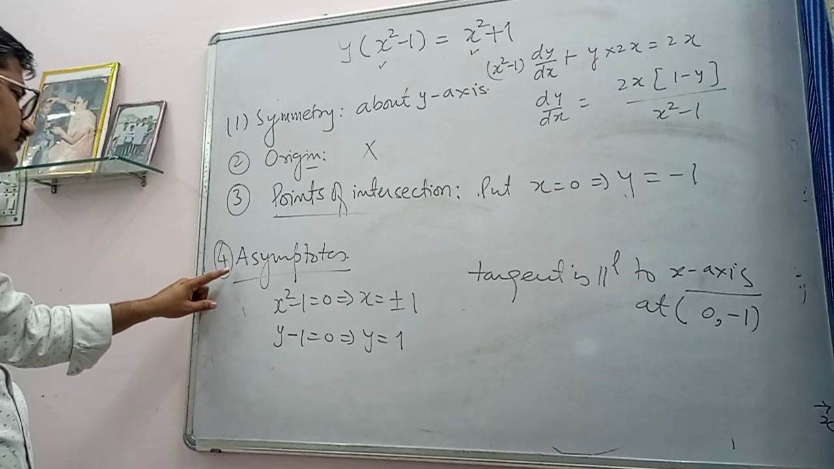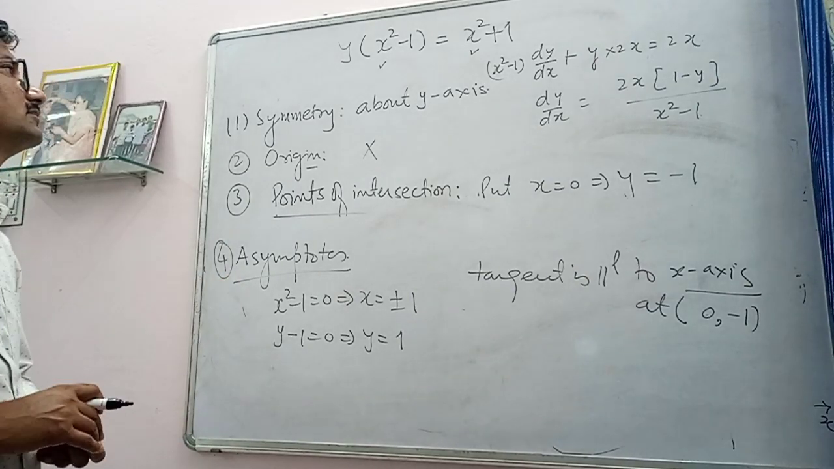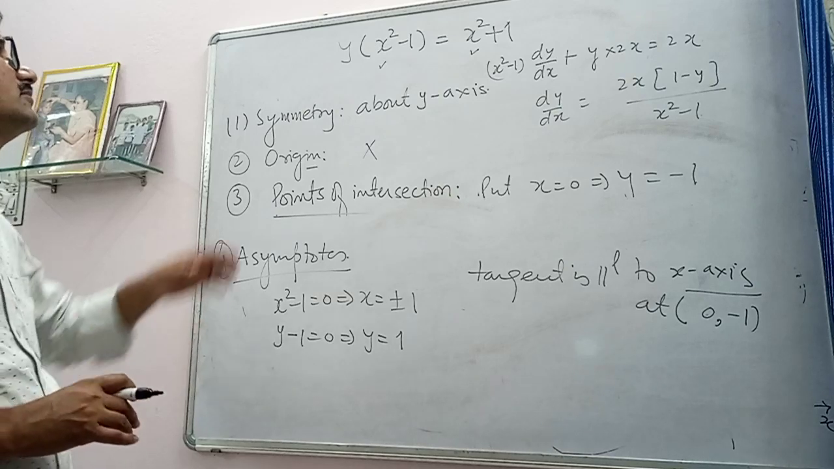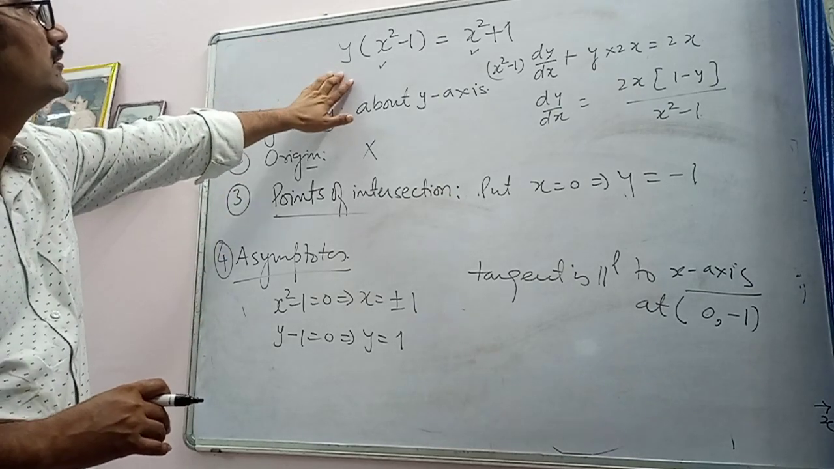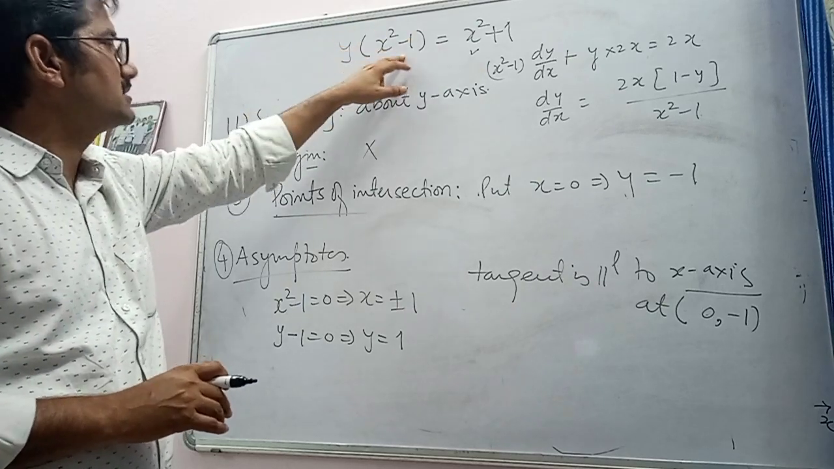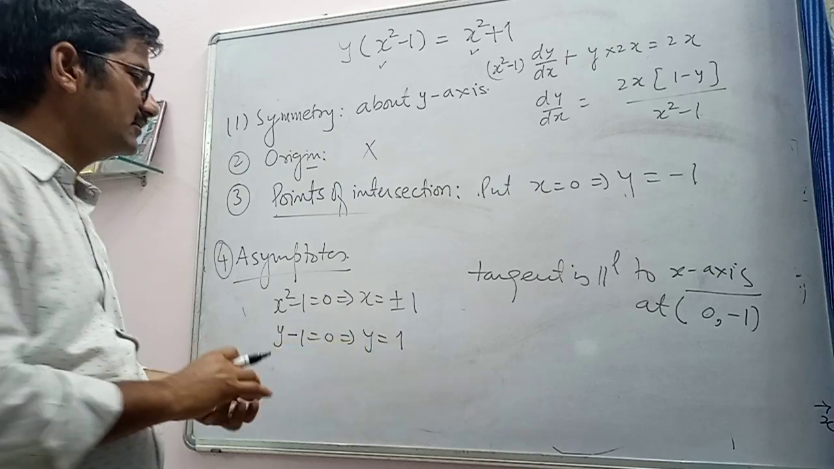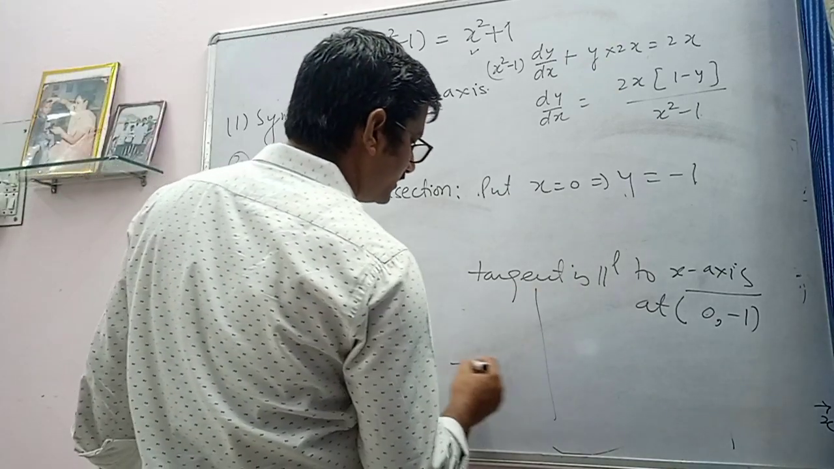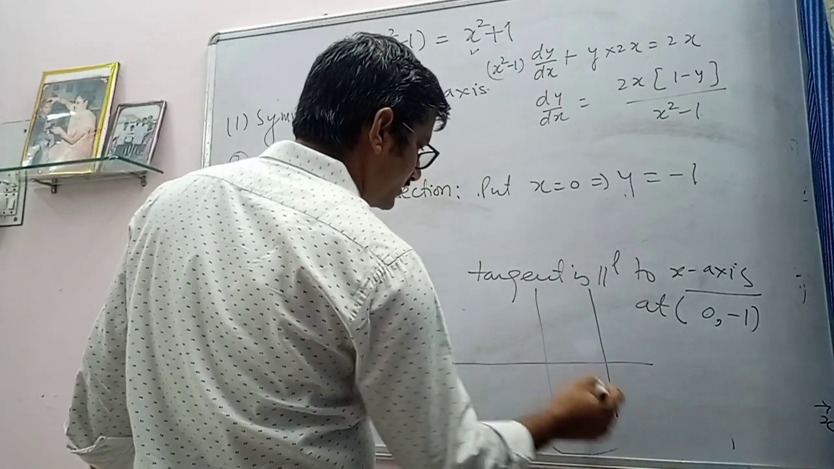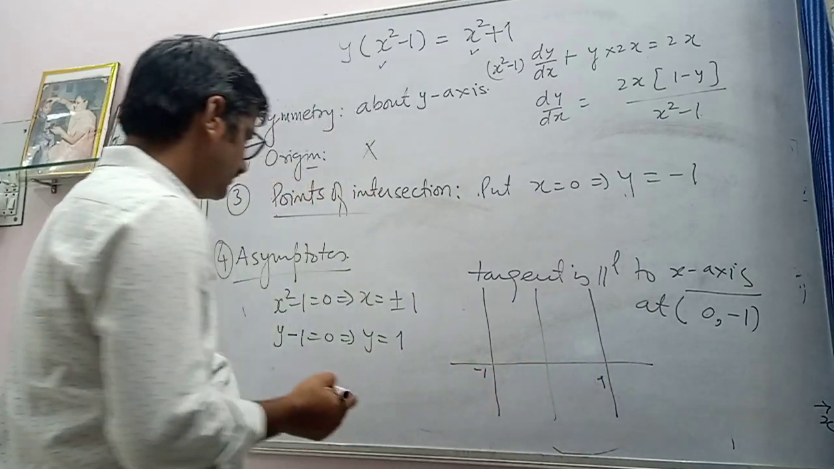Next point, we have to test the asymptotes. First we will check the asymptotes parallel to the y-axis. So equating to 0 the coefficient of highest power of y, that is x square minus 1, so x is equal to plus 1 and minus 1. These are the two asymptotes, x equal to 1 and x equal to minus 1.